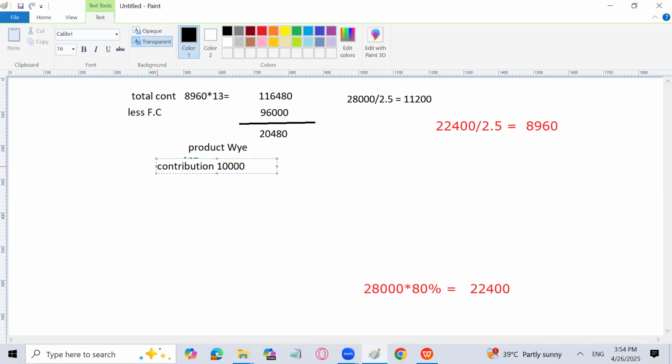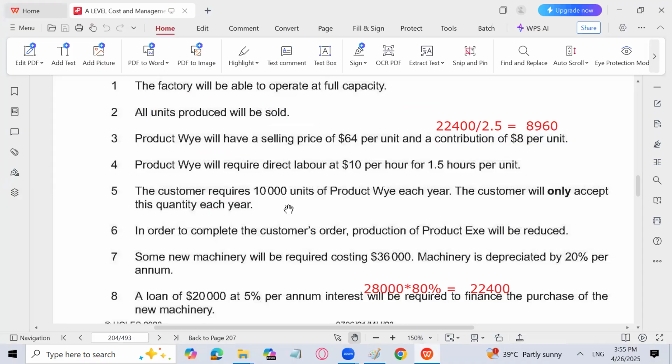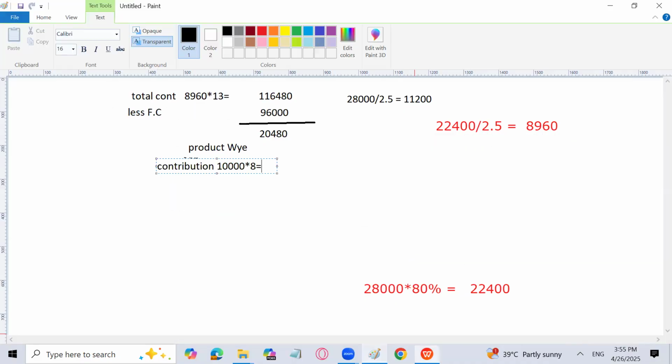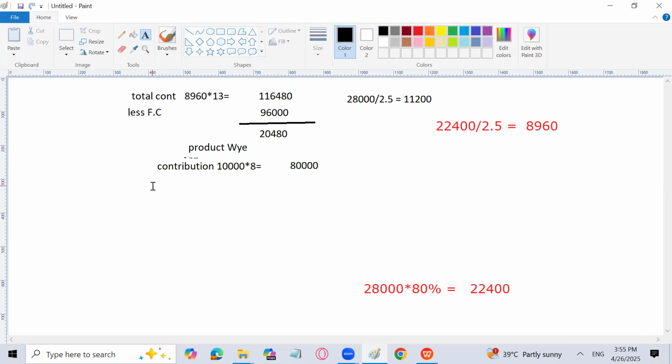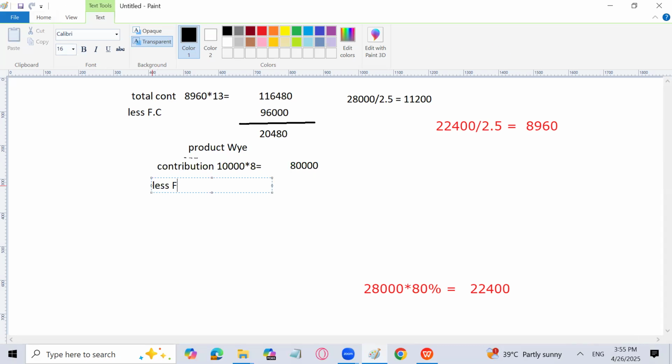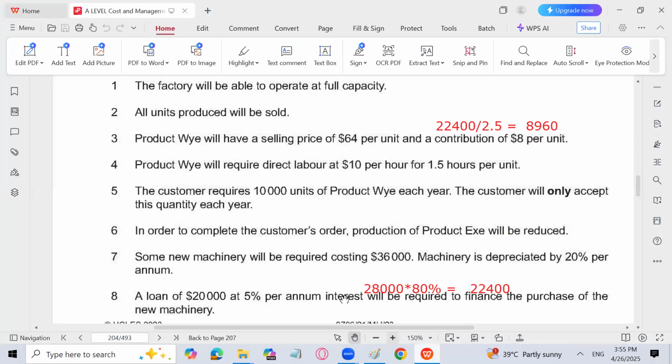10,000 multiplied by 8, the contribution per unit. 10,000 units and contribution per unit is 8. So the total is going to be how much? Total contribution for Y is 80,000, right? Less fixed cost. In order to complete the production, product X will be reduced. Some new machinery will be required at 36,000, right?